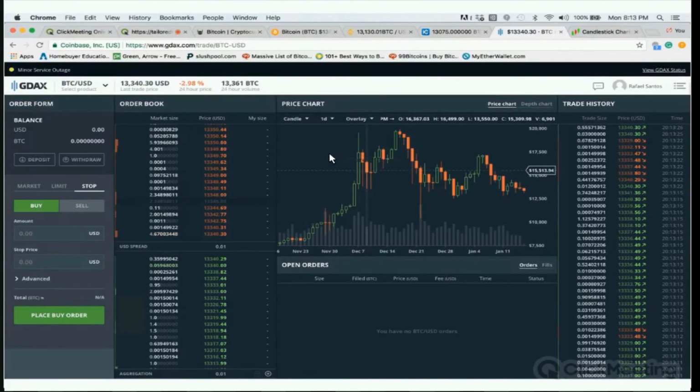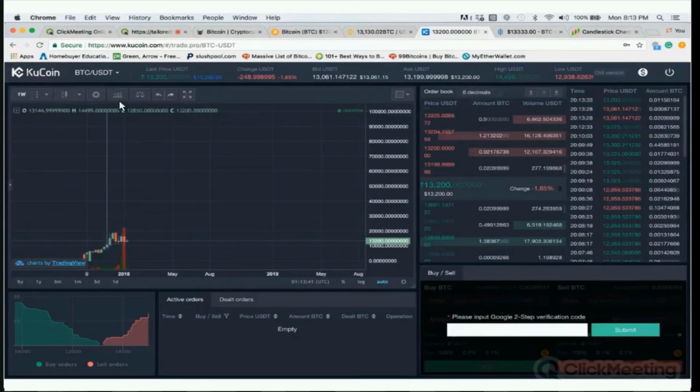GDAX is more for my crypto to fiat exchange. It's more like my brokerage that I go through. But for the most part, any other exchange that I've dealt with so far has these features. On KuCoin, you can find the indicators and time frames and all that good stuff. You can use the depth chart. I don't really use the depth chart too much, so I'm not going to get into that.